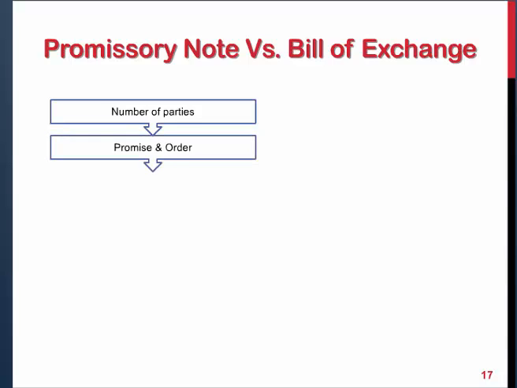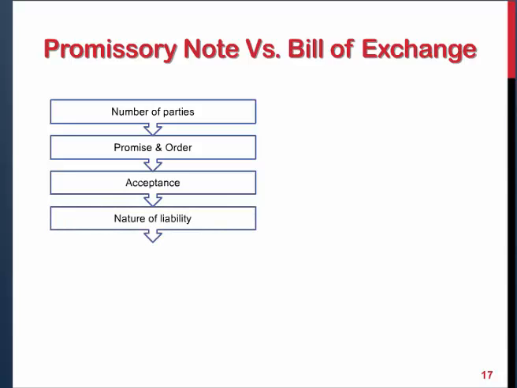Second point of difference is promise and order. In promissory note, it contains a promise to pay, but in bills of exchange, it contains an order to pay. Third one is acceptance. A promissory note does not require an acceptance, whereas a bill of exchange requires acceptance. Nature of liability. The liability of the maker of a note is primary and absolute, whereas the liability of a drawer of a bill is secondary and conditional.